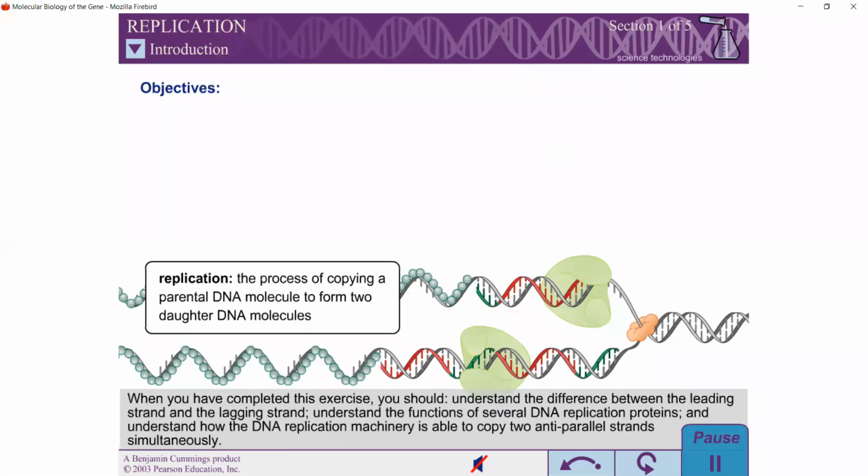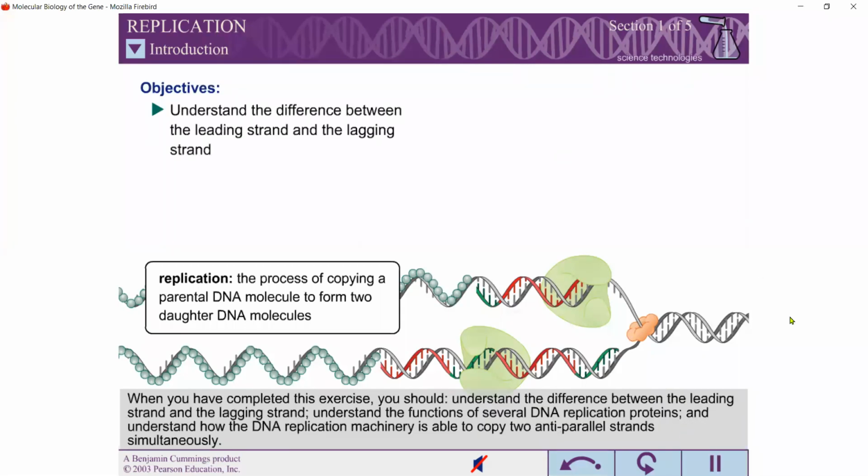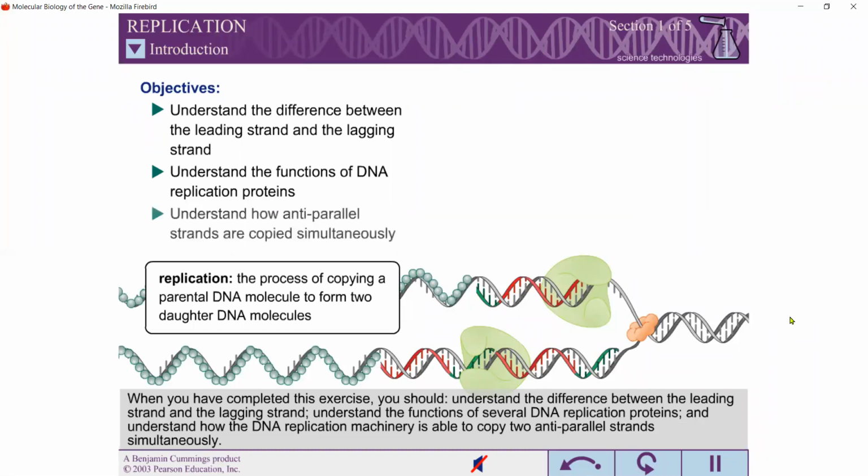So if we look into the objectives of today's class, we'll be going over the leading strand and the lagging strand, and we'll be covering the different replication proteins, the different enzymes that play a huge role in how the replication process is coordinated, how DNA replication occurs.